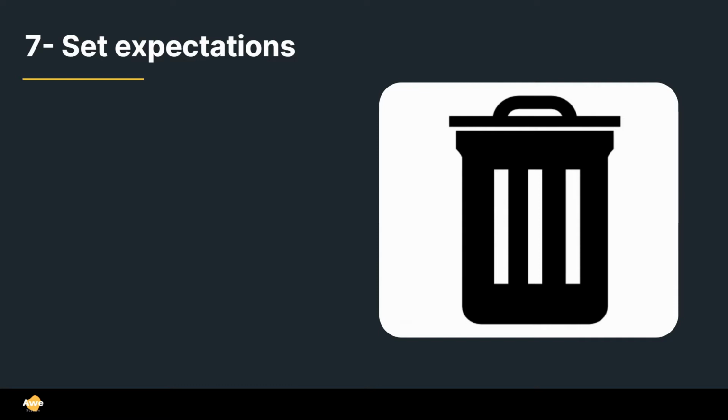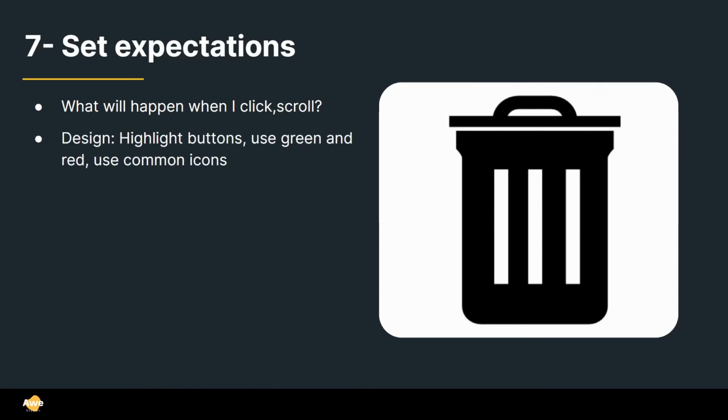All right, 7, setting expectations. So what's gonna happen when I click? When I scroll? That's another question that your users are asking themselves, right? And we can tell them even before they did anything what's going to happen. And we can do that through design, and we can do that through copy, right? Through text. So through design, it could be something as simple as highlighting buttons as soon as they hover over it, using green and red, right? Because green means go, red means stop.